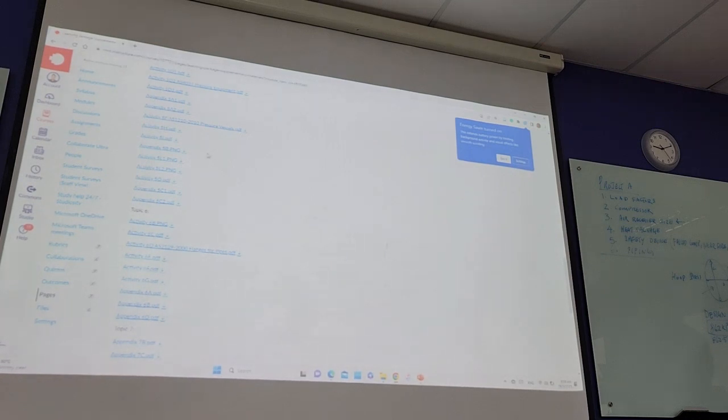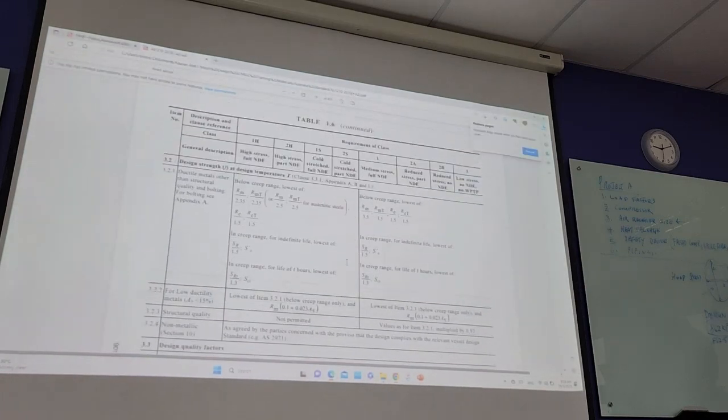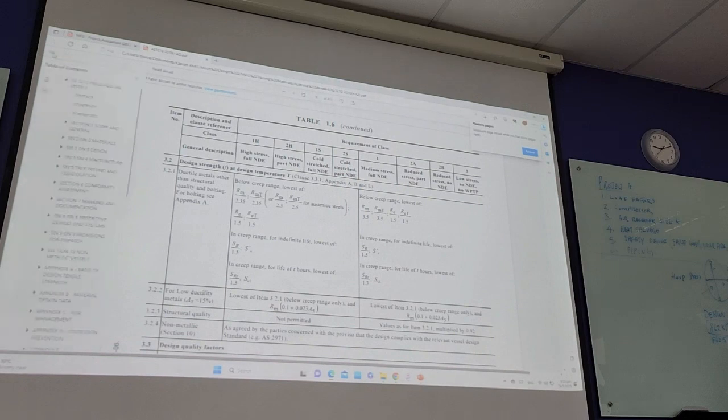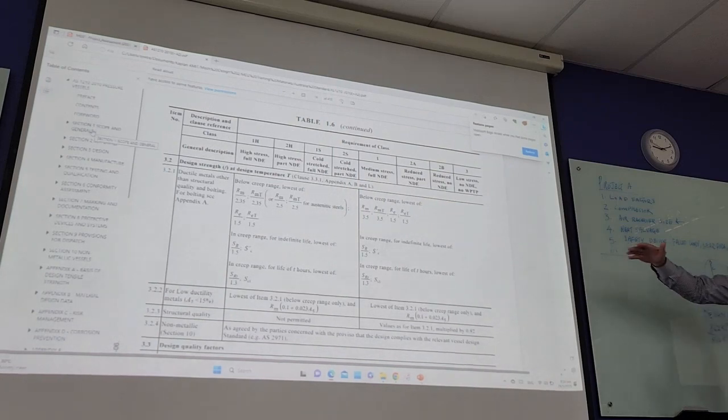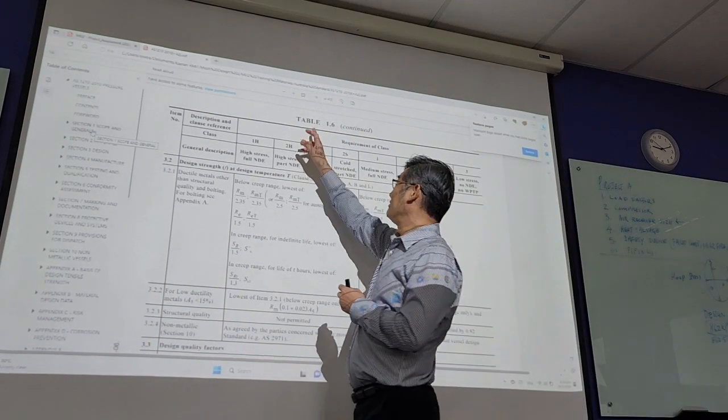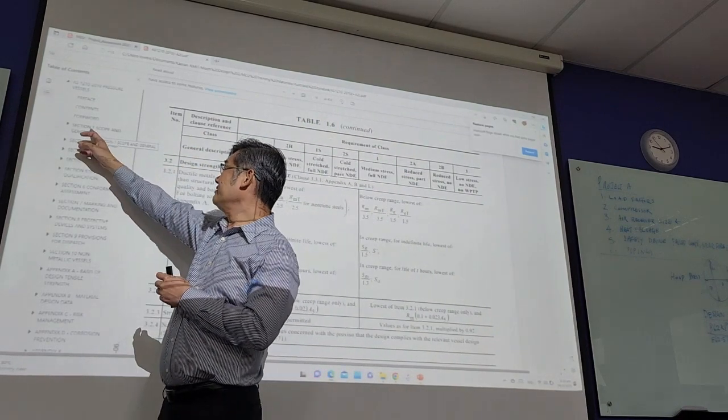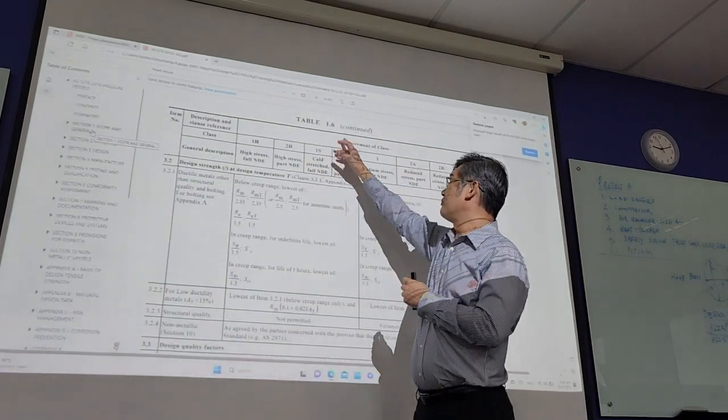Once you have downloaded the Australian standard, you will find this page, table 1.6. So how to use them? Your table of contents is here. Important is to identify the first number here. If I say table 1.6, it will be coming from section 1, and this is how they arrange the document. Section 1, you can find table 1.6.